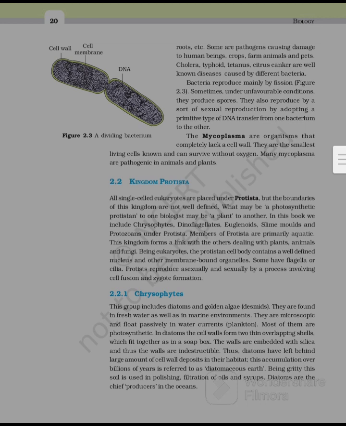In diatoms, the cell wall forms two thin overlapping shells which fit together as in a soap box. The walls are embedded with silica and thus the walls are indestructible. Thus, diatoms have left behind a large amount of cell wall deposits in their habitat. This accumulation over billions of years is referred to as diatomaceous earth. Being gritty, this soil is used in polishing and filtration of oils and syrups. Diatoms are the chief producers in the oceans.